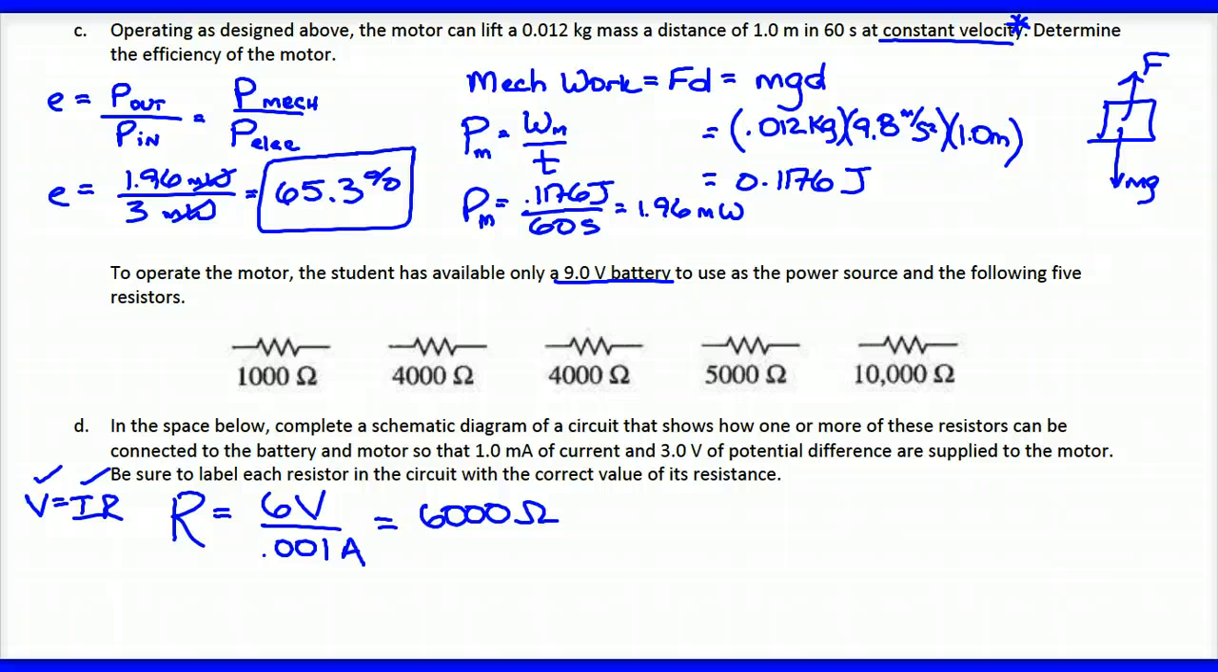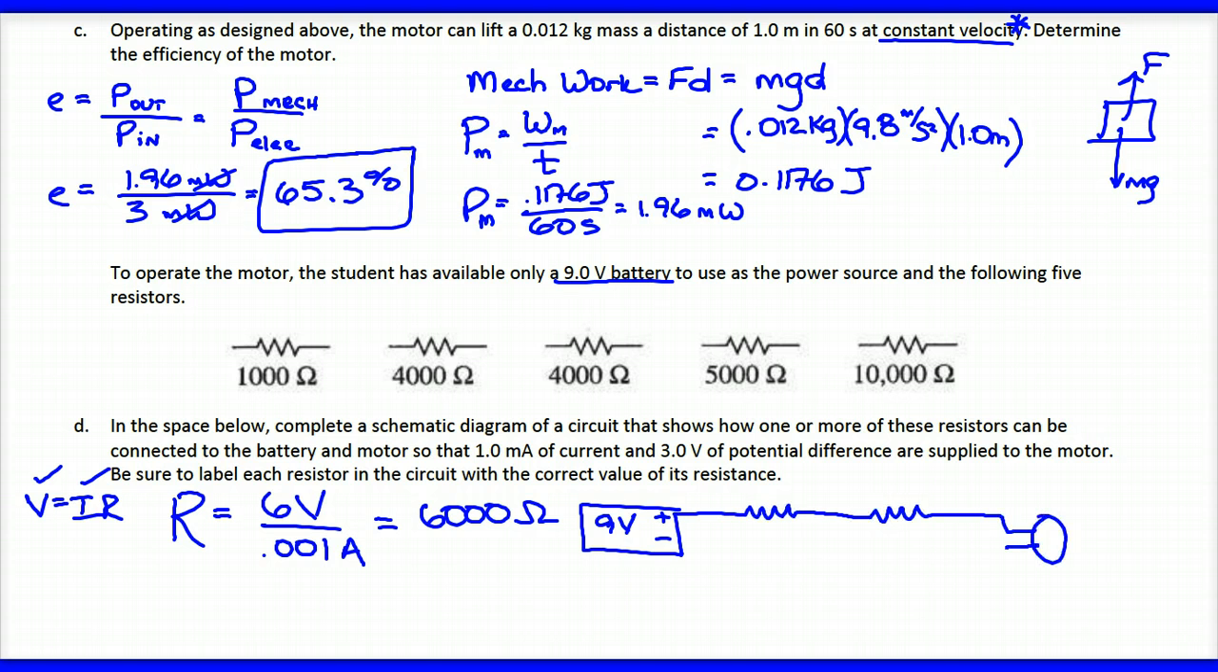There are a couple of different ways to sketch it, but here I'll draw this sideways. Here's my 9-volt battery, positive terminal, negative terminal. I need to have a total of 6,000 ohms of resistance, so I can do it with a 1,000 ohm resistor, which I'm given, and a, not a 6, a 5,000 ohm resistor. Here's my motor. So my sketch looks like that.